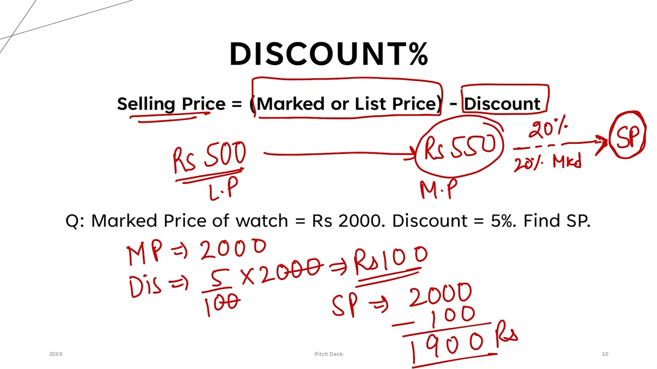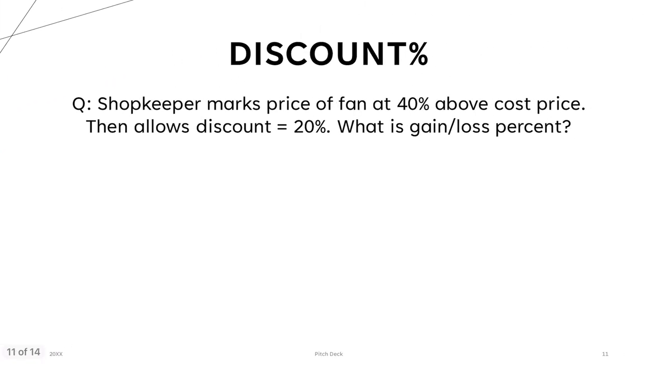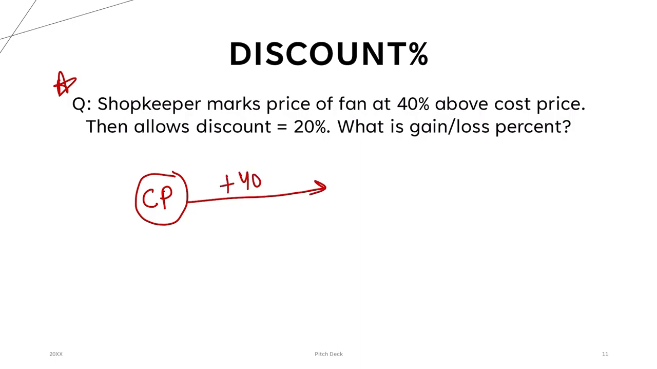Then it becomes a selling price, right? Now, this is an important question. You can pause the video if you want and try this question. A shopkeeper marks the price of a fan as 40% of the cost price. Suppose the shopkeeper buys it for some price from the factory, then he marks it up 40%, and that is what MRP or whatever you see on Amazon is written.